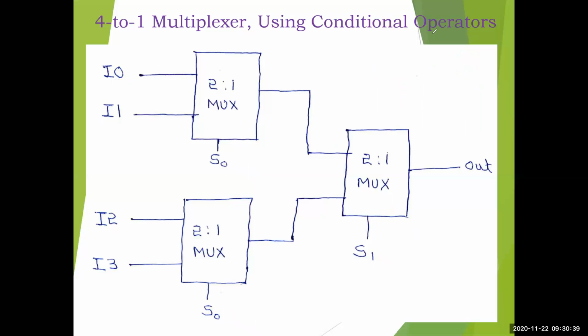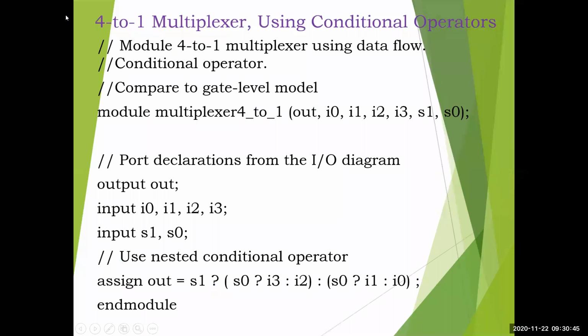The first part won't change, the list of port declarations and all. So this is the program. Module 4:1 multiplexer using dataflow and using the conditional operator, and you can compare this to gate level, how concise it is. Previously we used some name, so now I have changed the name. The module name is multiplexer 4:1 underscore character. This is the same: out, I0, I1, I2, I3, S1, S0. This is not going to change. Even the port declarations are the same, because the IO diagram has not changed, right? So output out, inputs I0, I1, I2, I3, inputs S1, S0.